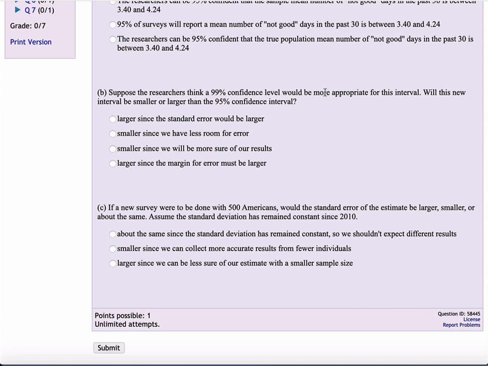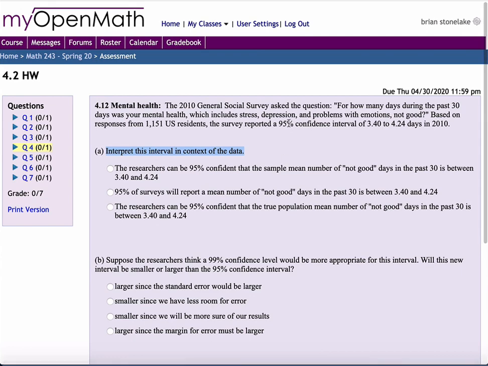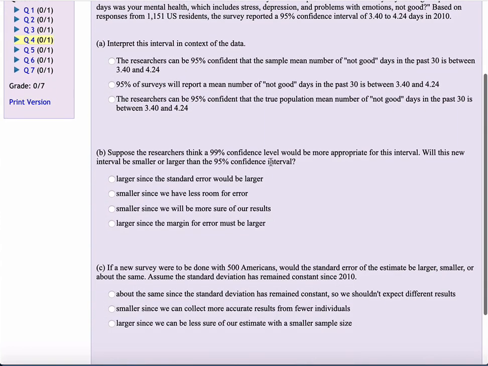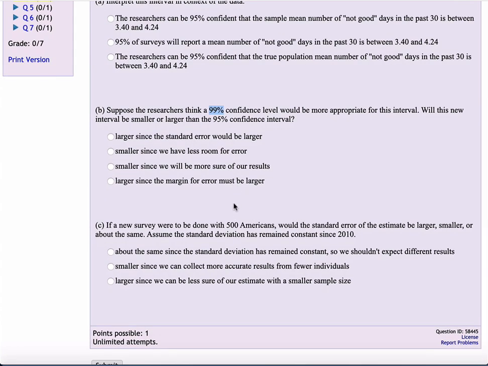You read through here, and what they're saying is you originally were making a 95% confidence interval. And now you're going to increase that. You're going to make it a 99% confidence interval. And the question is, will your new interval, if you leave everything else the same, be smaller or larger? And by smaller, they kind of mean skinnier, and larger, they mean wider.